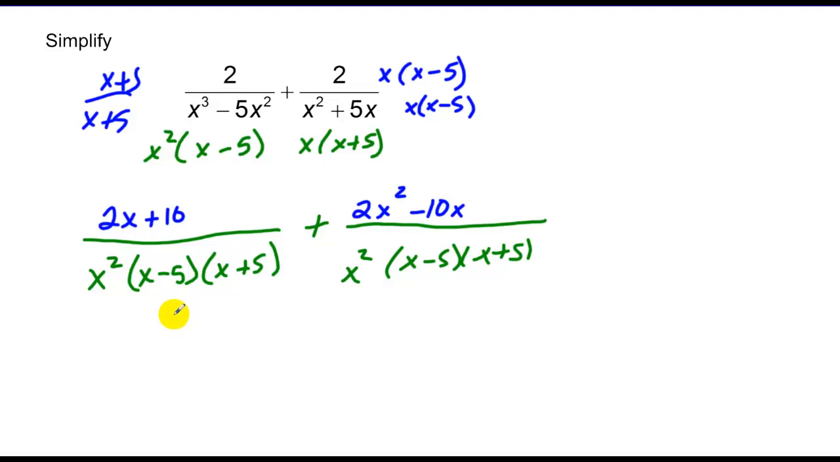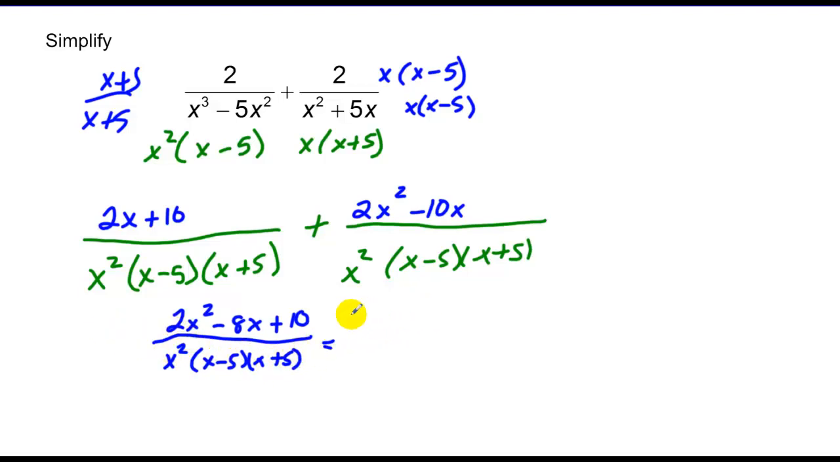Combine like terms, that's 2x squared minus 8x plus 10 over x squared times x minus 5 times x plus 5. And this is the first time where our addition yields a term that actually factors. Let's take a look. I pull 2 out because that's a GCF.